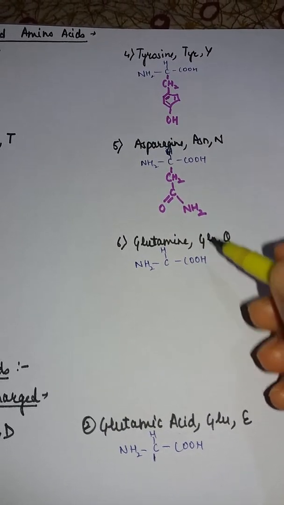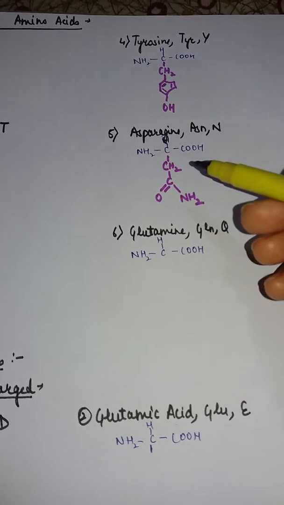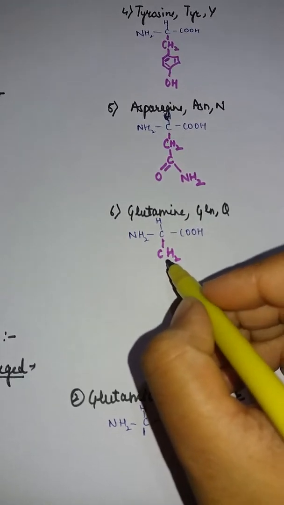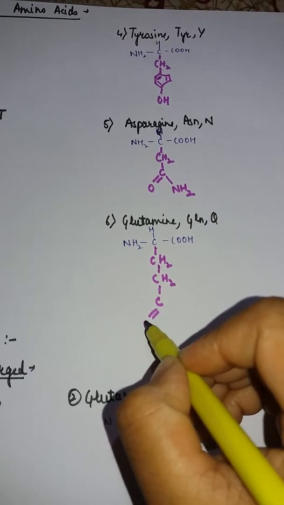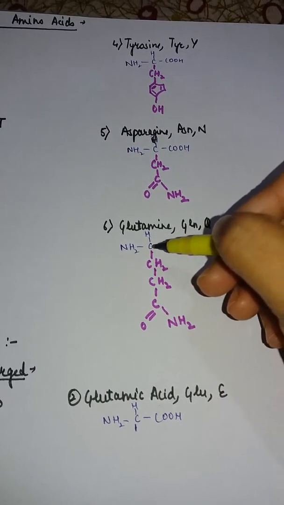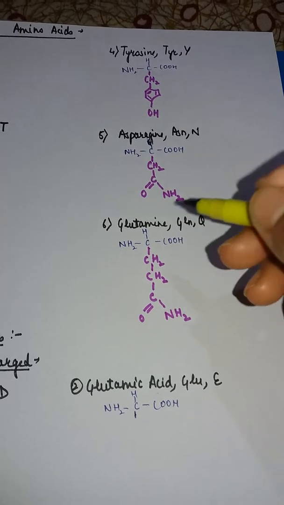Asparagine and glutamine are similar, but in glutamine there will be one additional methyl group present. It will contain one CH2, then another CH2, then C double bond O NH2. These two structures are somewhat similar, only one additional CH2 group is present.